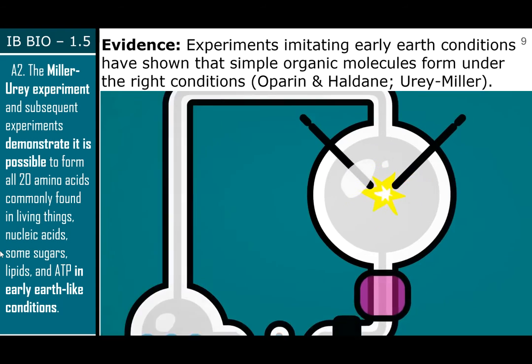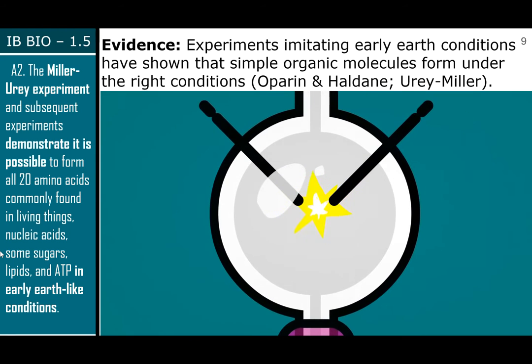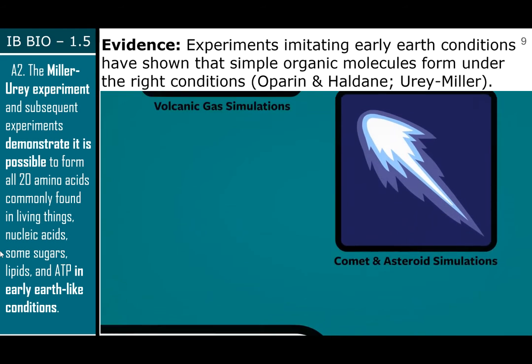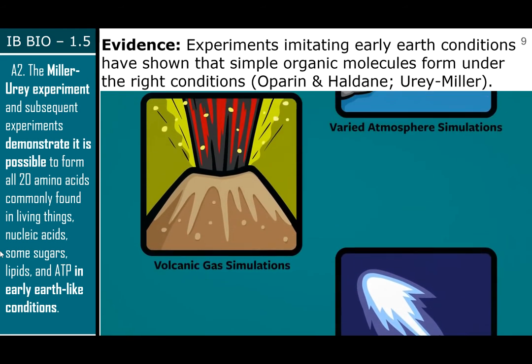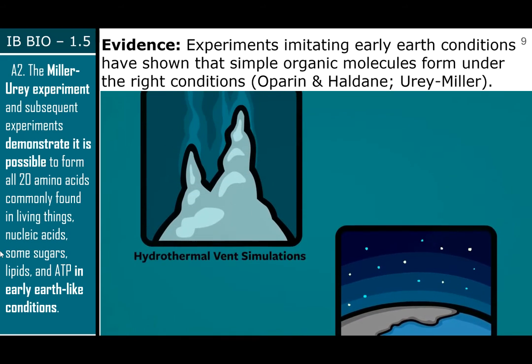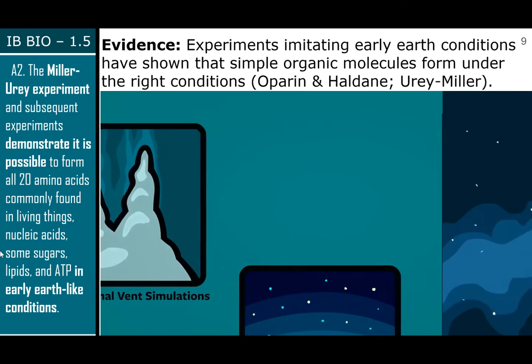Scientists don't know for sure if the gases used by Miller really were the most common gases of the ancient Earth. Because of this, many experiments have since been done, showing that the molecules of life can form in a wide variety of environments with different starting chemicals and different sources of energy.